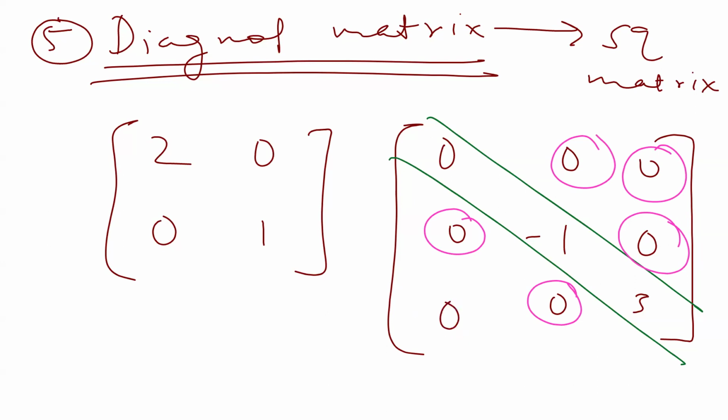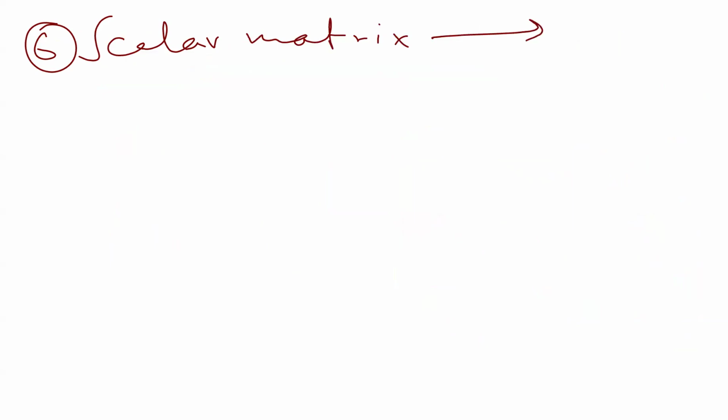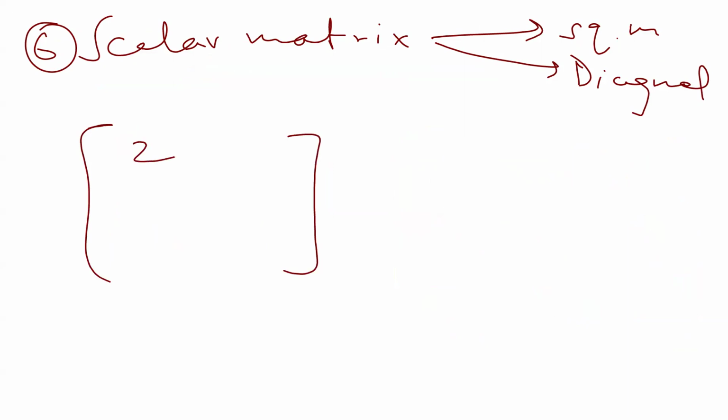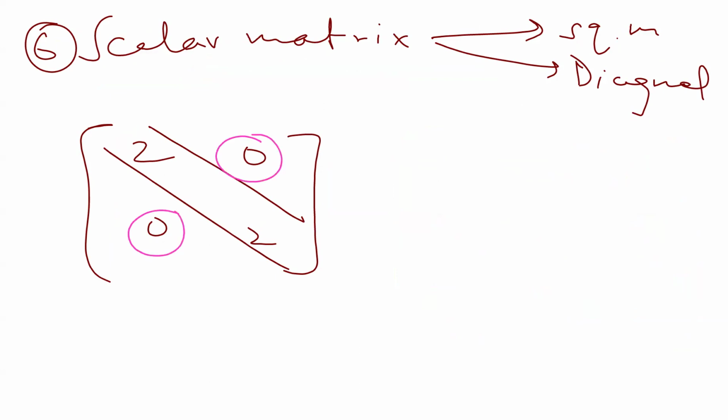And in a diagonal matrix, one thing is for sure, that it has to be a square matrix. Next one, scalar matrix. So it is a square matrix. It is a diagonal matrix, but it is a special kind of square and diagonal matrix. Diagonal elements are the same number, same. And since it is a diagonal matrix, non-diagonal elements will be zero.